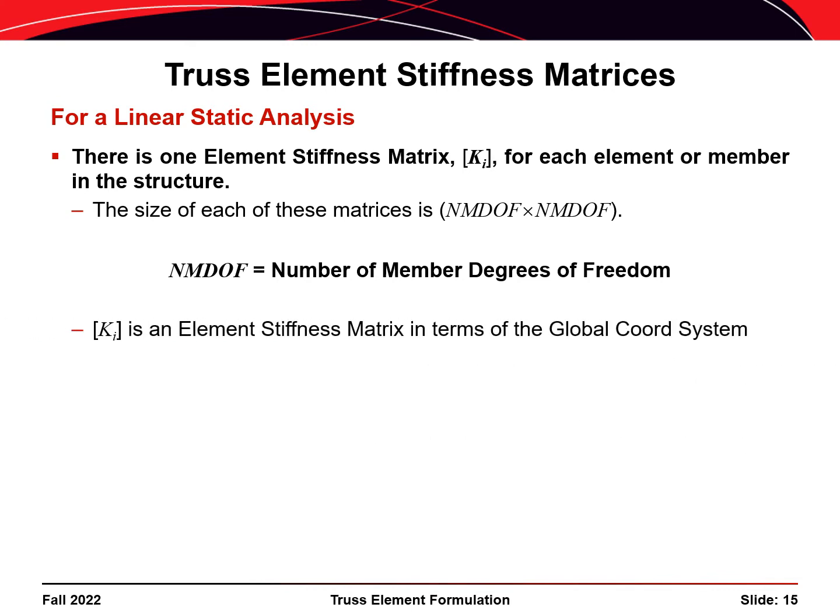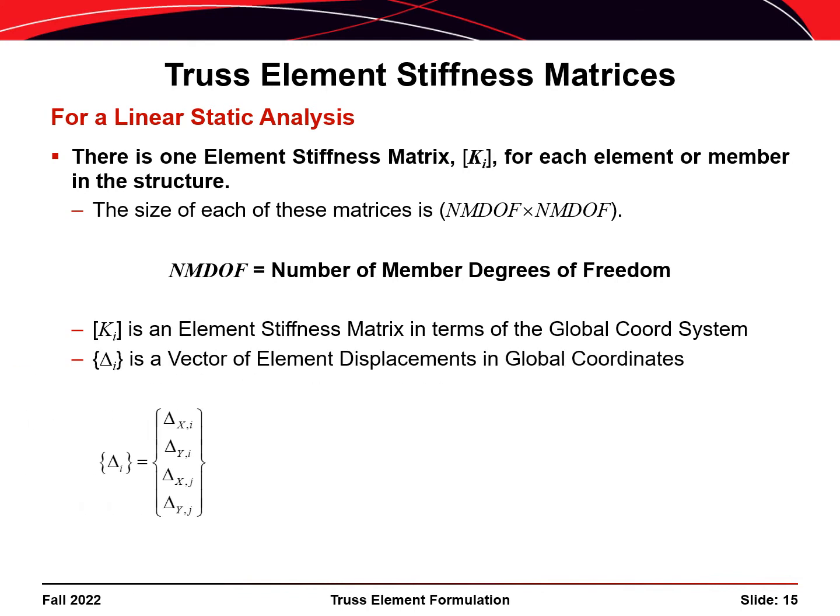K sub I, where the K is capitalized, is the element stiffness matrix with respect to the global coordinate system. In another lecture, we'll learn about a k sub i where the k is lowercase, and in that case, it would be an element stiffness matrix in terms of a local coordinate system. The vector delta is a vector of element displacements in global coordinates, and it's made up of the end degrees of freedom. So you have delta x at the ith node, delta y at the ith node, delta x at the jth node, and delta y at the jth node. This is a capital delta, so it's written in terms of the global coordinates. In another lecture, we'll deal with a lowercase delta where we have displacements in local coordinates.